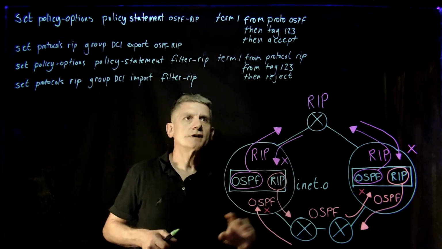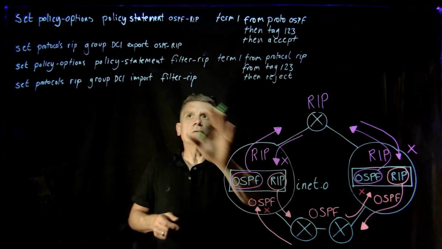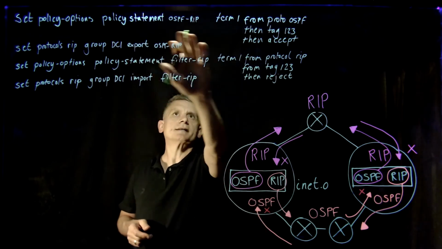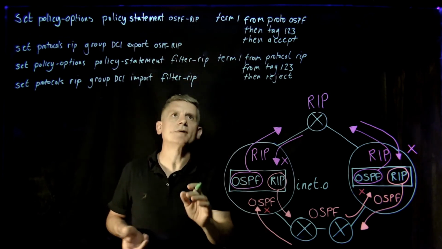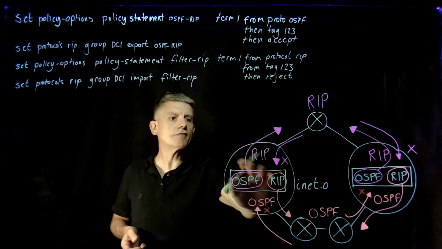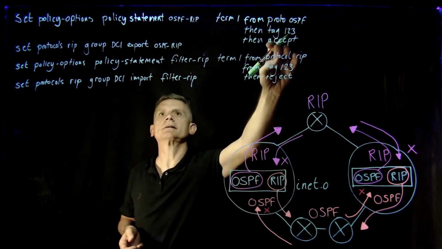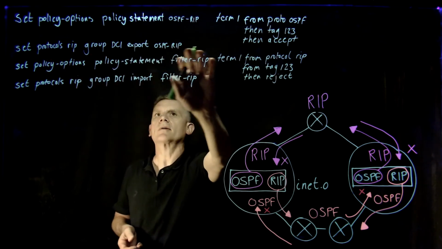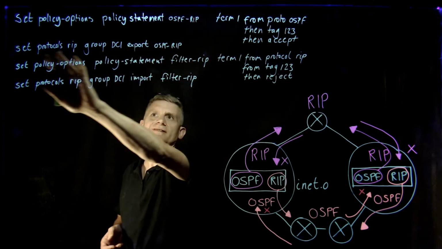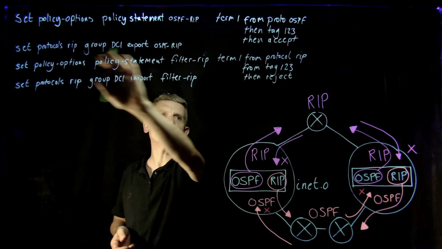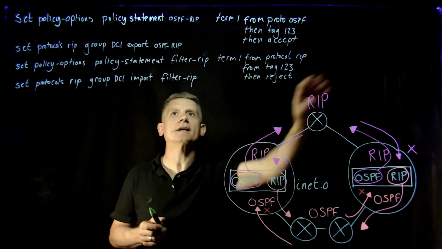Okay, so how are we going to do it? Let's have a look at the commands. We've got the policy statement, we've called it OSPF to RIP, and we've got terms. We're grabbing the OSPF routes, we're tagging them, and we're accepting it. And then we're actually attaching this export onto the RIP protocol as the routes go into RIP.